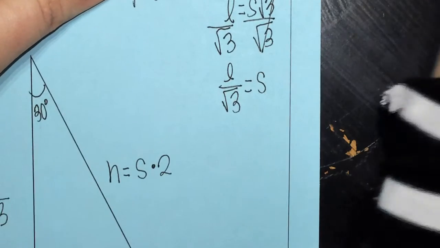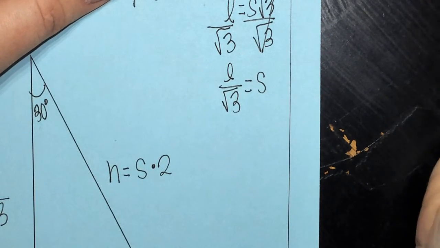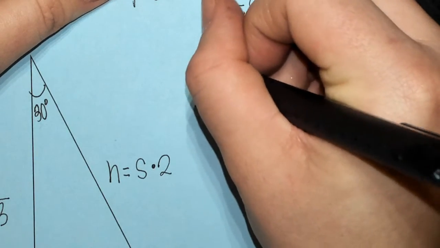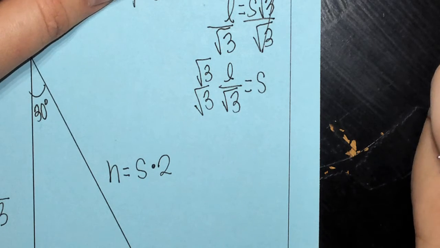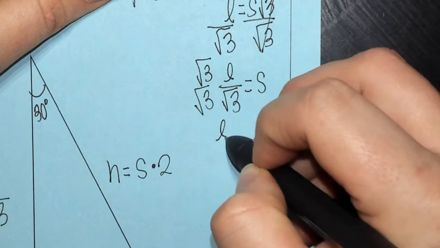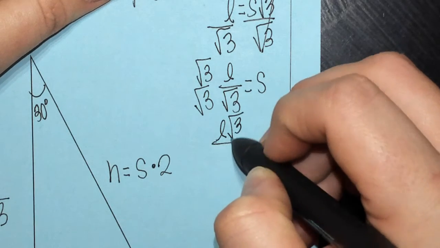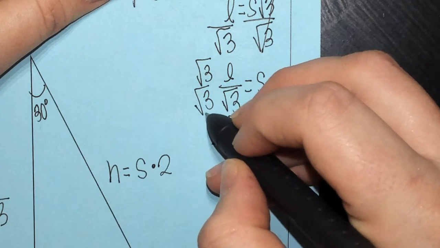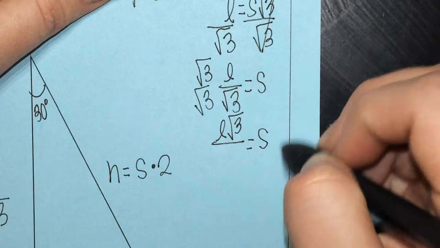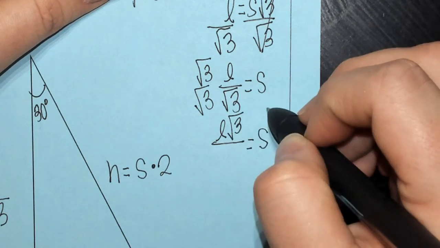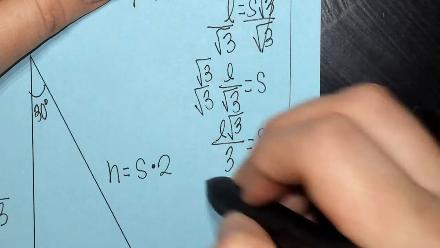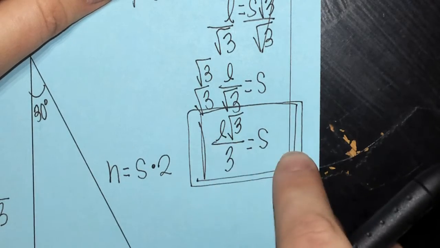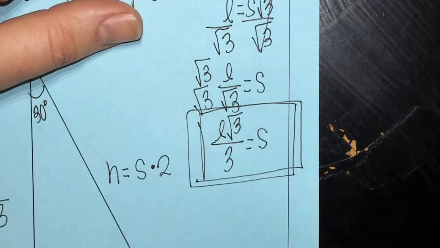Well, I can't leave the square root of 3 in the denominator, so what do I have to do? Multiply both the top and the bottom by the square root of 3. It's called rationalizing the denominator. So now we get L square root of 3 divided by what? Square root of 3 times square root of 3 is square root of 9. Square root of 9 is 3. So here's your thing that you plug it into. If you're given your leg and you want to find your short, that's what you plug it into.